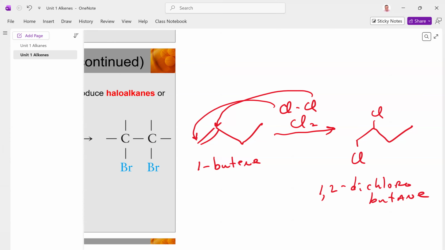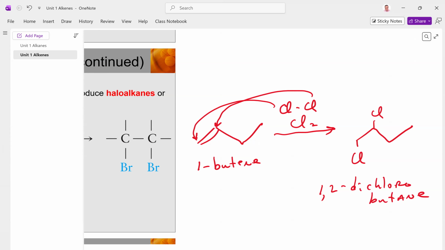This is called synthesis. This is what drug manufacturers and ag manufacturers do every single day, 24/7. They synthesize stuff. You start with reactants, you have conditions, products, 3 parts. You have to name the 3 parts. Name the reactants. In this case, it was 1-butene. Condition, Cl2. Product, name them, 1,2-dichlorobutane.